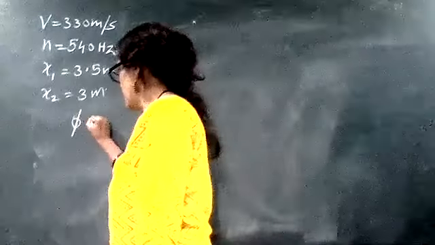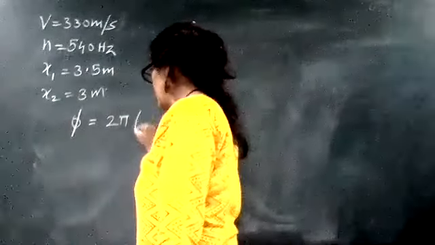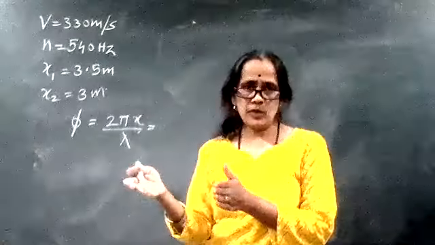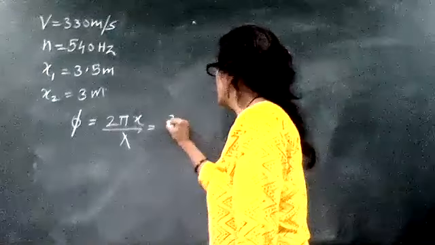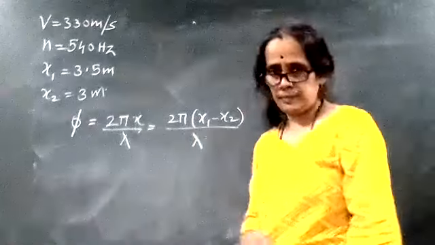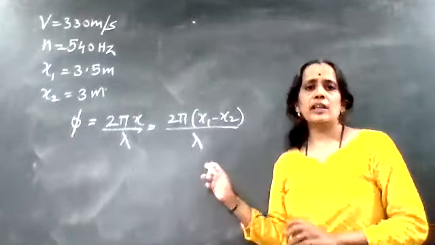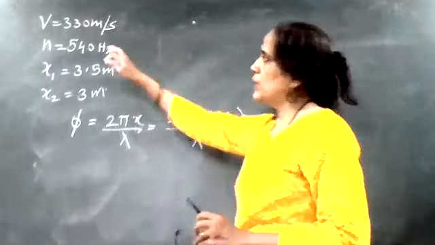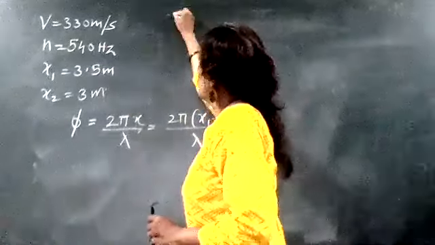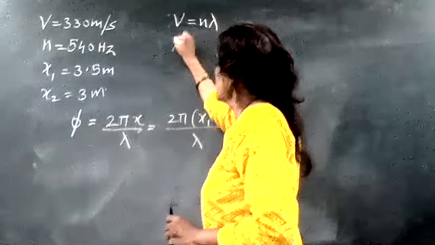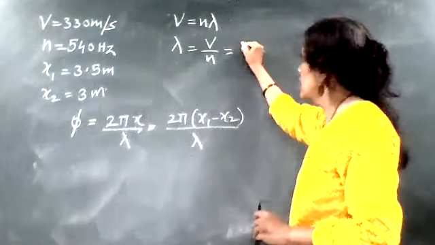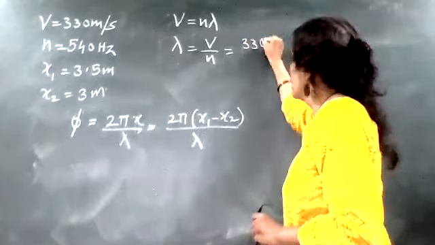So the phase difference phi is equal to 2 pi x upon lambda. But you have been given the distance difference of the two sources, so I write 2 pi into bracket x1 minus x2 upon lambda. Now there is a need to find the value of lambda. How can I find lambda? I know the velocity and the frequency, so I write the formula V is equal to n lambda, therefore lambda is equal to V by n.